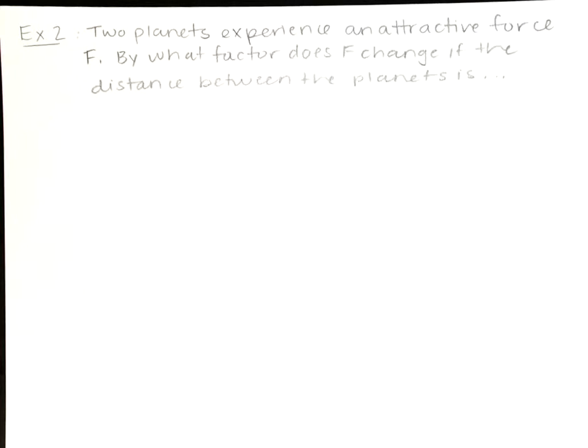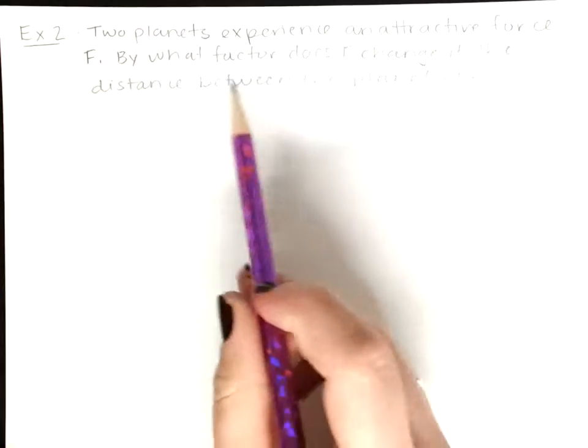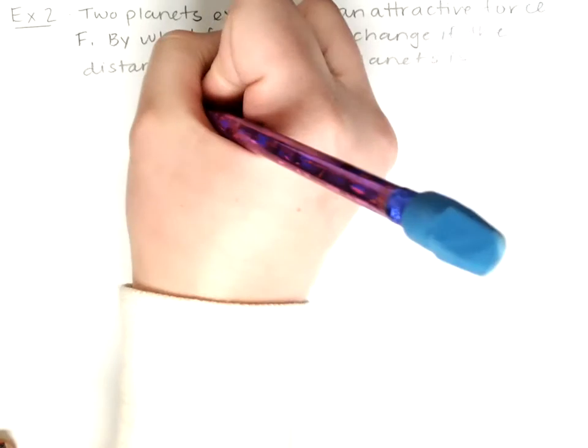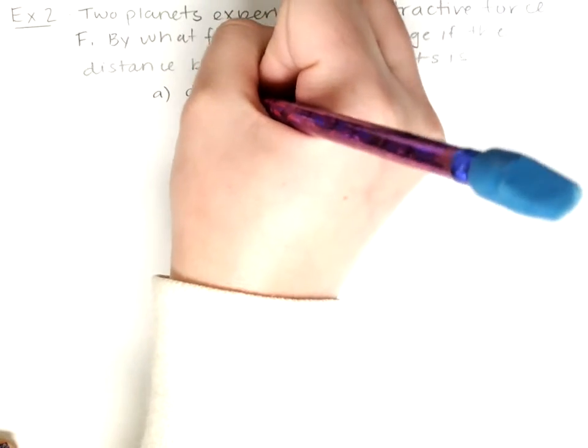So we're going to do our second example on Newton's universal law of gravitation. This example is a factor change problem. We're going to figure out how the force F changes if we were to change the distance between two planets.